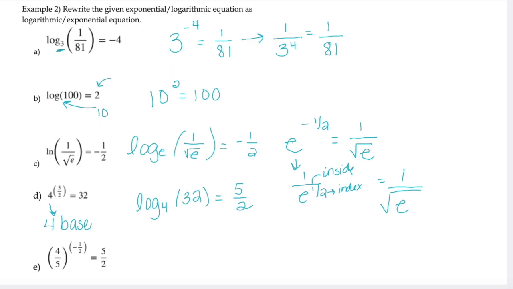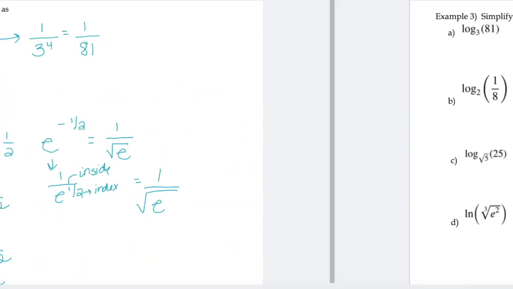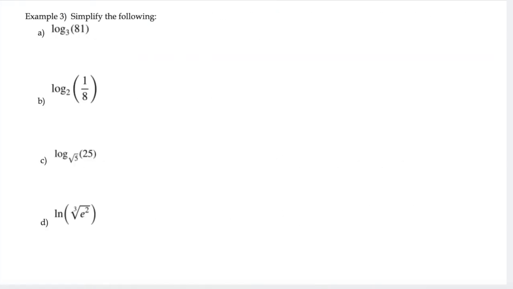E looks a little complicated, but 4/5 is my base of my exponential writing. This can then be log base 4/5 of 5/2 is equal to -1/2. So just converting back and forth. Depending upon what we're doing, one sometimes is easier to utilize than another. Let's head over to slide 6, where we can simplify the following.